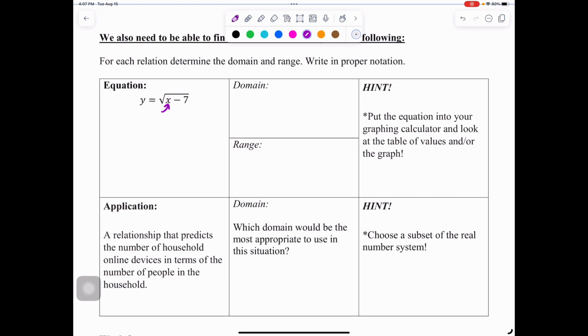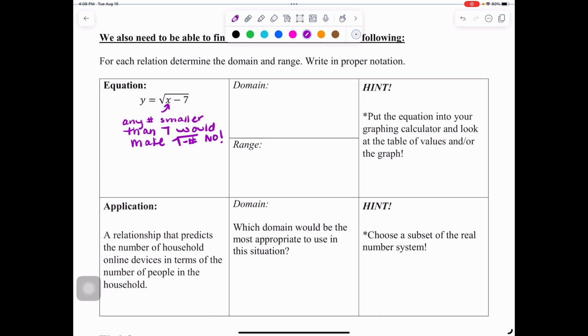If I were to put 7 in there, 7 take away 7 is 0, and the square root of 0 is 0. So what we're going to write here is that any number smaller than 7 would make the square root of a negative number, and that's a no-no.